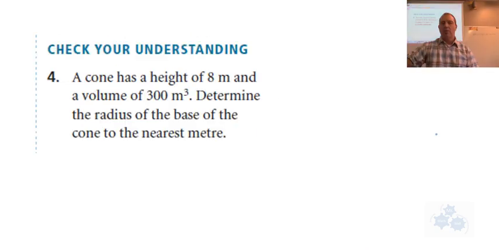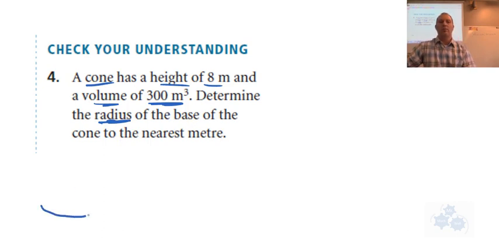So here's a second type of question we give you. It says a cone with a height of 8 meters and a volume of 300 cubic meters. Determine the radius. So we want to find r. So this one's a little bit different. You're going to have to solve for r. Find the radius of the base of the cone.